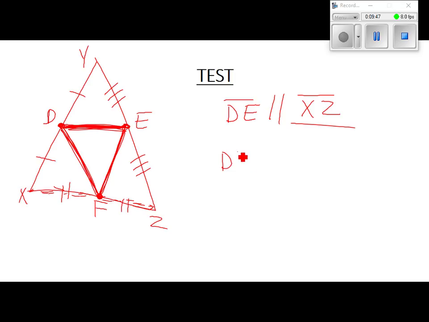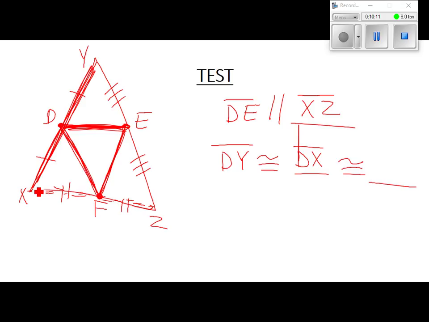Then it said segment DY. They want to know what it's congruent to, and it's actually congruent to 2 other segments. DY is right here. One of the segments we know it's congruent to is DX. They told us that, right? What other segment is it going to be congruent to? FE, that one right there. That's the mid segment, so that's got to be half of that. So FE or EF.